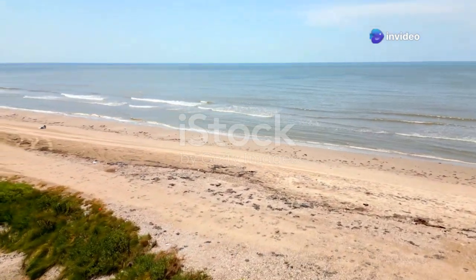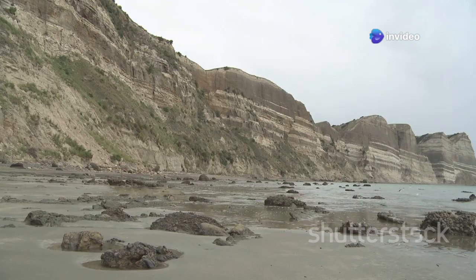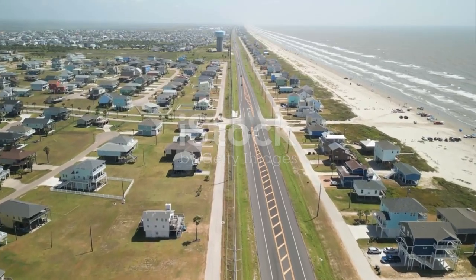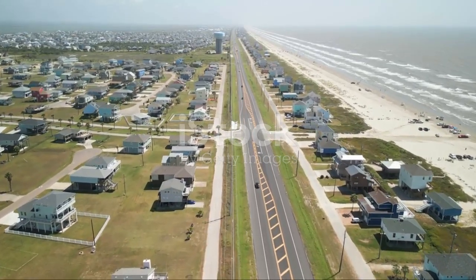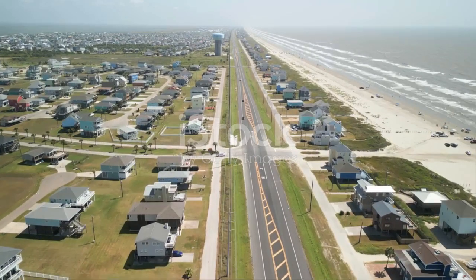Beneath the Lone Star Shore, an introduction to coastal geology. The Texas coastline, stretching for hundreds of miles along the Gulf of Mexico, presents a unique geological environment.